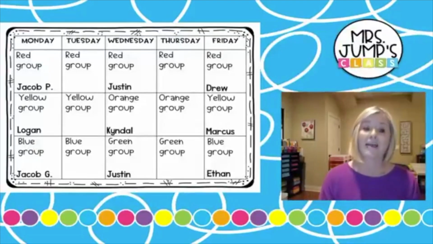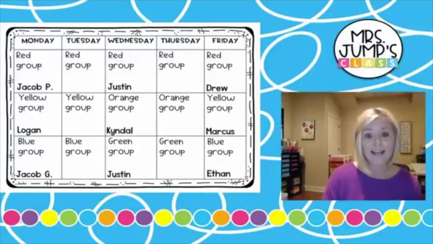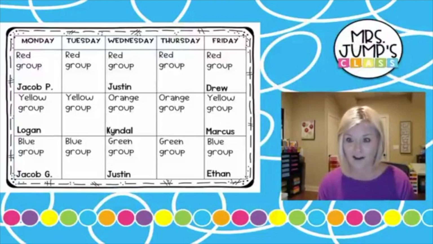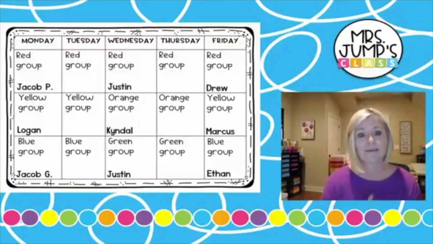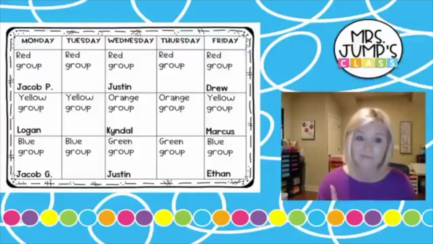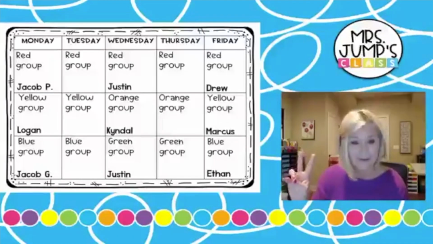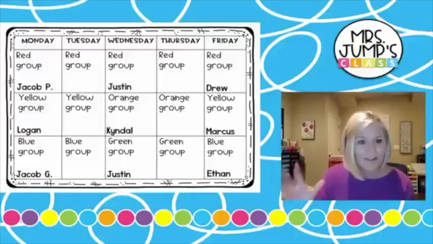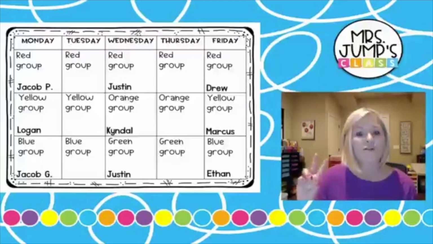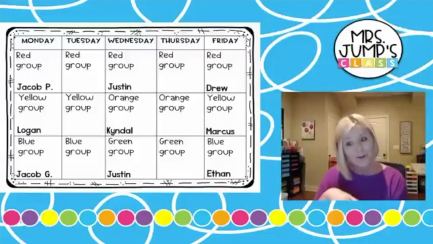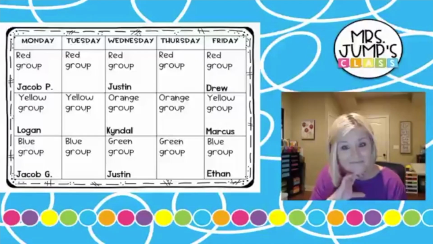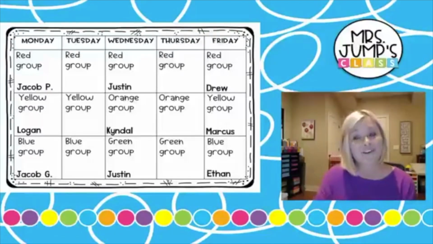And then I'm seeing my yellow group on Monday, Tuesday, and Friday. I'm seeing my orange group on Wednesdays and Thursdays. So I'm seeing them twice, one book. Seeing my red group 5 times, my yellow group 3 times, my orange group twice. My blue group, how many times am I seeing them? 3. And my green group, I'm seeing them twice.